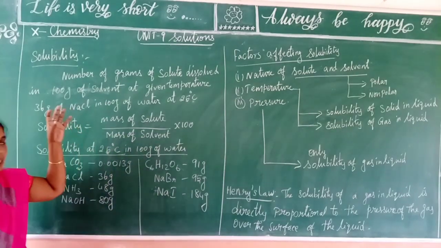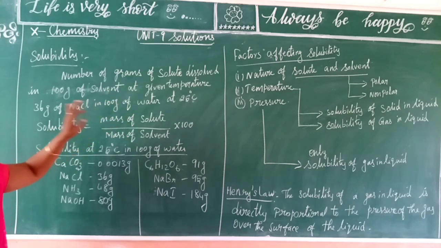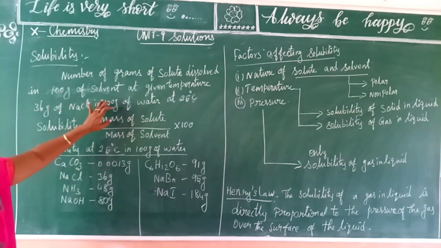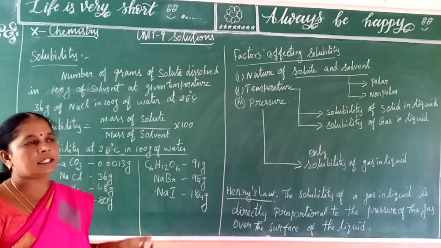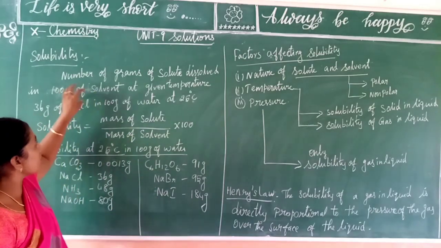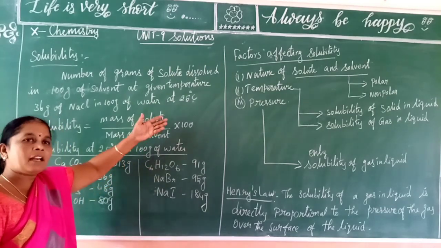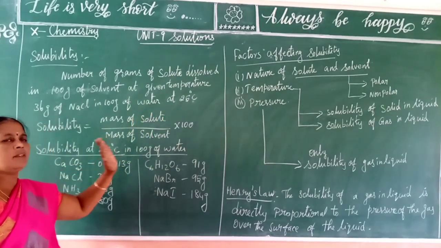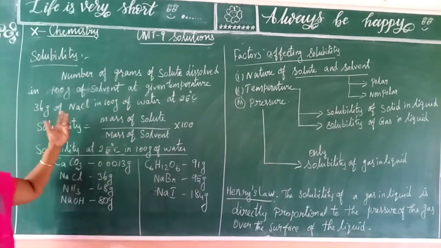So, solubility is defined as the number of grams of solute dissolved in 100 gram of solvent at a given temperature. The temperature may be increased or decreased, but the 100 gram is fixed. The solvent will be fixed. The temperature can be raised or decreased or be used at room temperature. That is known as solubility.